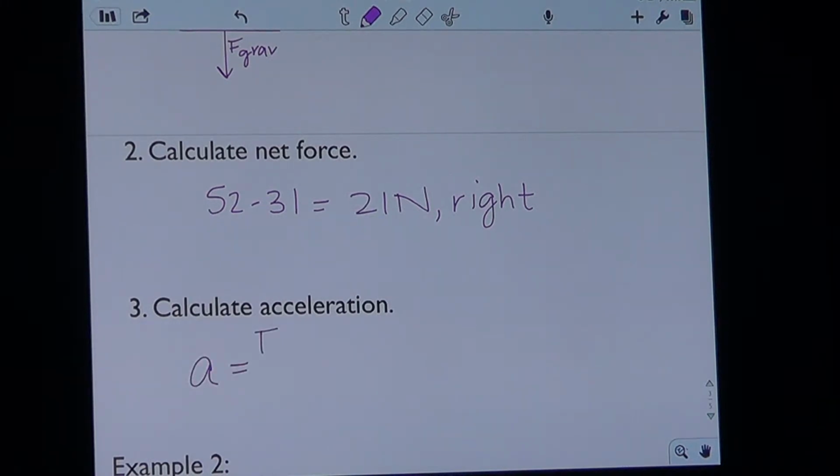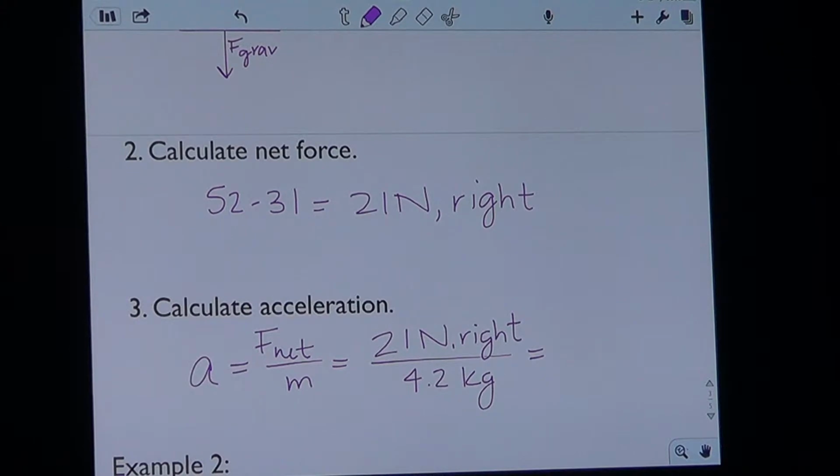Okay? So acceleration equals net force divided by mass. Our net force is what? 21 newtons, right? And the mass is 4.2 kilograms. And what, you leave it in kilograms? Well, acceleration is actually going to be in meters per second squared. If we go back and say what a newton means, a newton is by definition the amount of force needed to accelerate 1 kilogram at 1 meter per second squared. So if we do all of the units, we would get meters per second squared for acceleration.